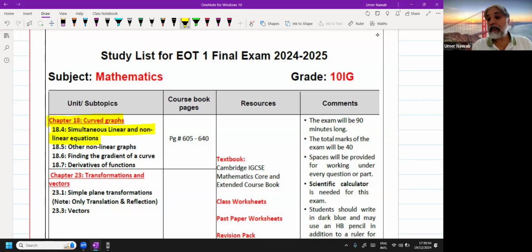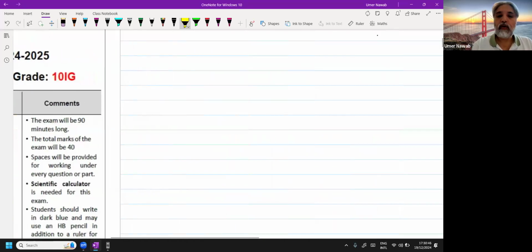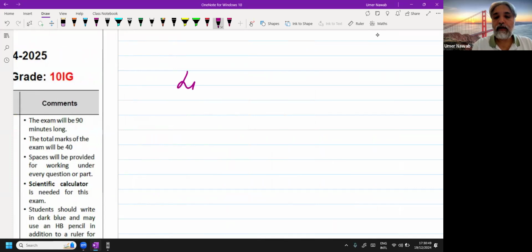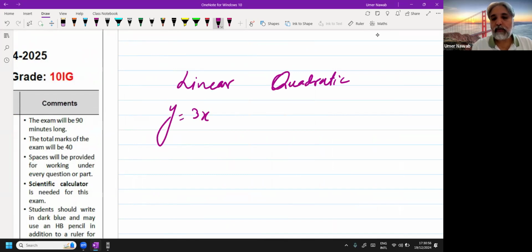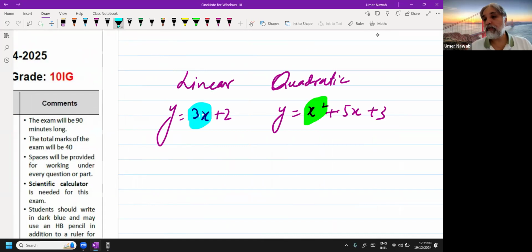Simultaneous equations, so linear, and the second one is quadratic. So this is the concept, not linear equations. In your course, we have linear and quadratic simultaneous equations. Linear is like y is equal to 3x plus 2. Quadratic is y is equal to x squared plus 5x plus 3. So we have here quadratic, and this one is linear because the maximum power of x is 1.